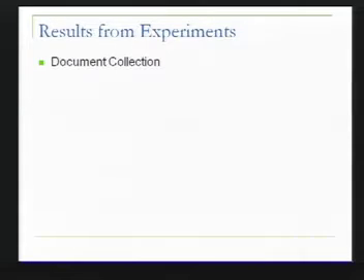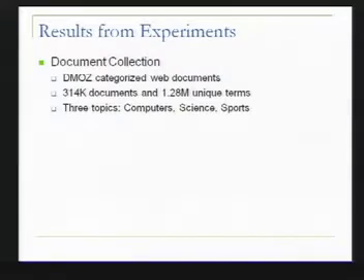So I'm going to report experimental results from a document collection. Basically, the document collection is a set of web pages taken from DMOZ categorized web documents. This collection has categories assigned by human editors for each web page. Here we took only around 300k documents, and it created more than 1 million unique terms. The documents belong to one of three topics: computer, science, or sports.